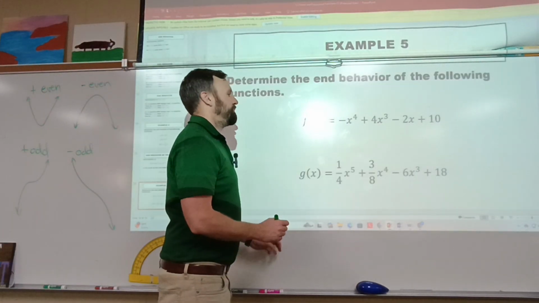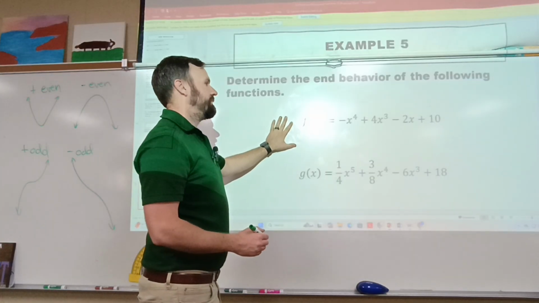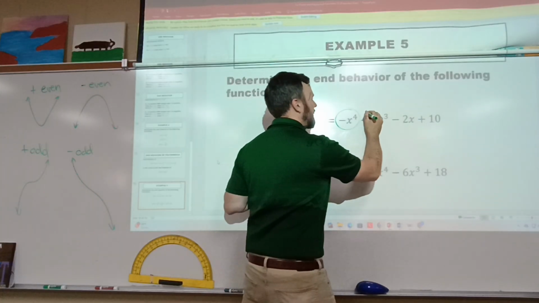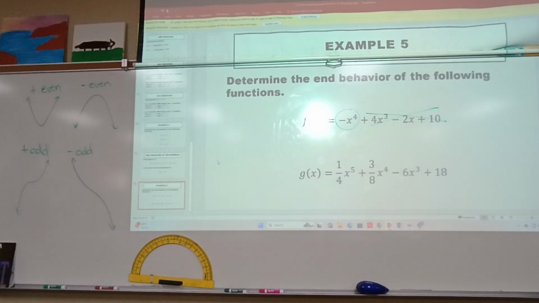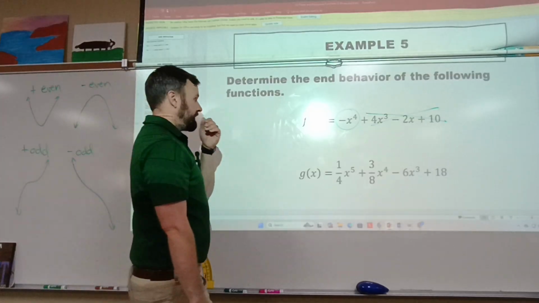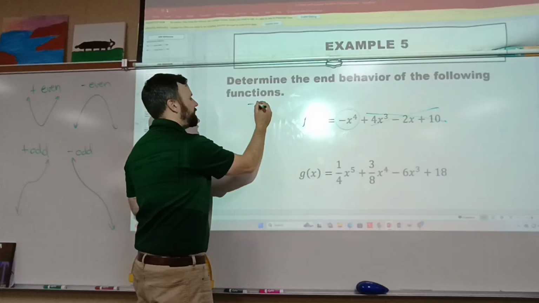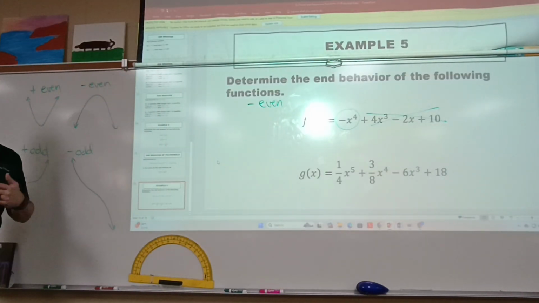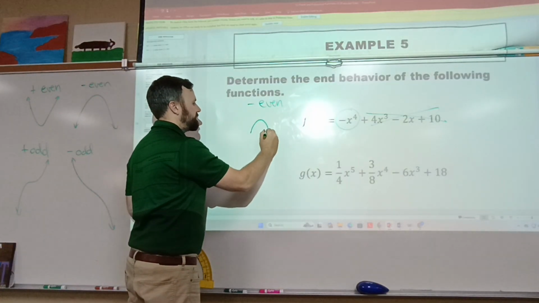All right. How am I supposed to know this end behavior without graphing it? What's my highest power? It's the fourth. This stuff will not matter as you go to infinity. The x to the fourth overtakes it. So what kind of function is that? That's a negative even. Do you all agree on that? Negative in front, even function. So it's going to be frowning.